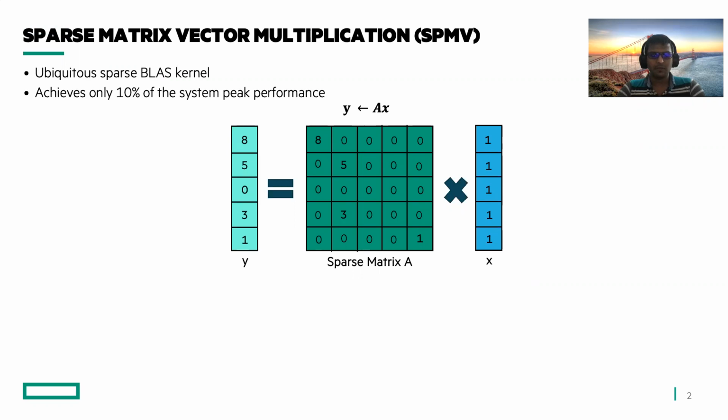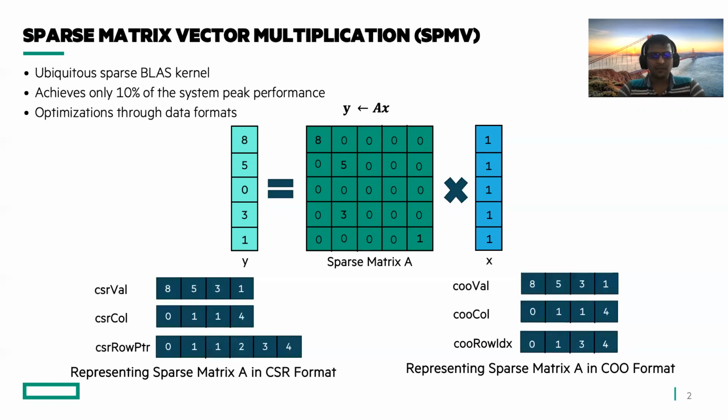Though it is a very well-known and important kernel for many iterative solvers, it achieves only 10% of the system peak performance. The performance bottleneck can be attributed to accessing the sparsely distributed non-zero elements in matrix A. There have been multiple hardware and software-based solutions to improve the performance. To implement these optimizations, multiple compressed sparse matrix storage representations were introduced.